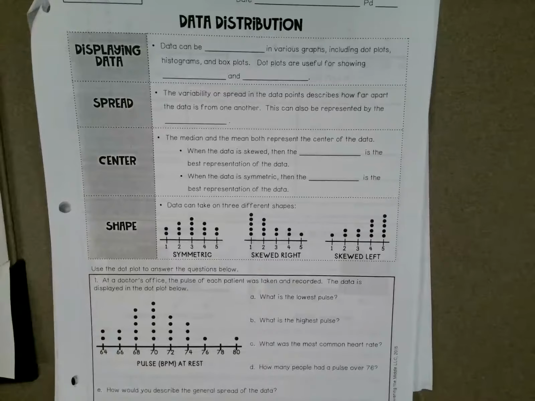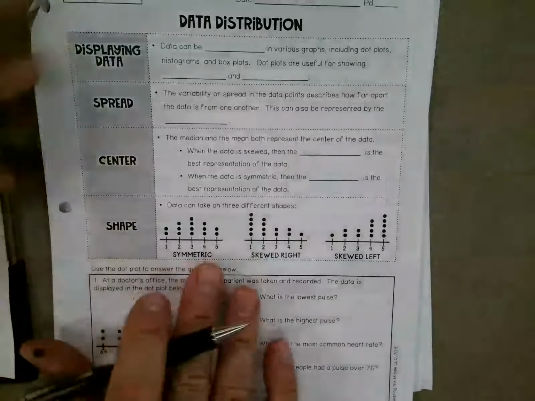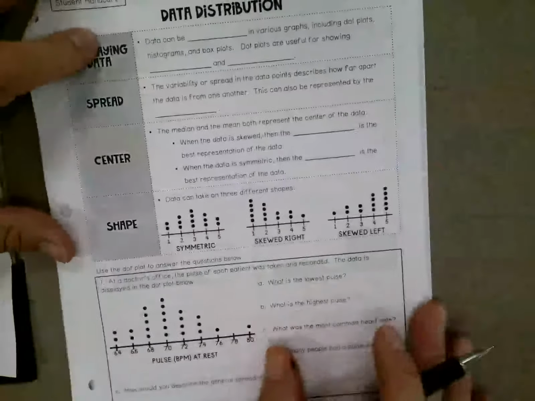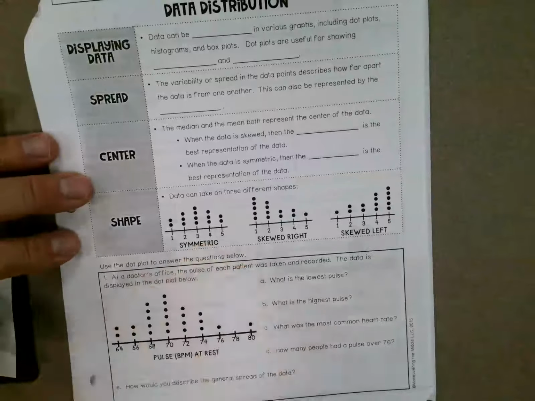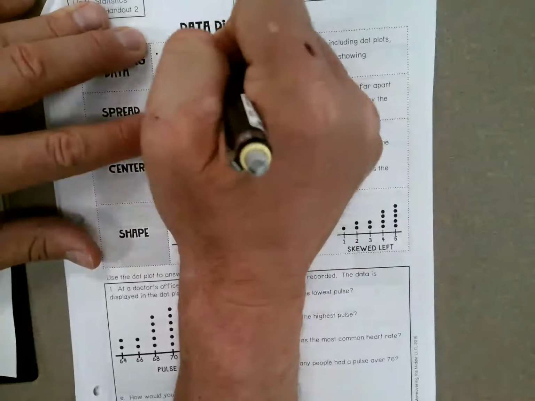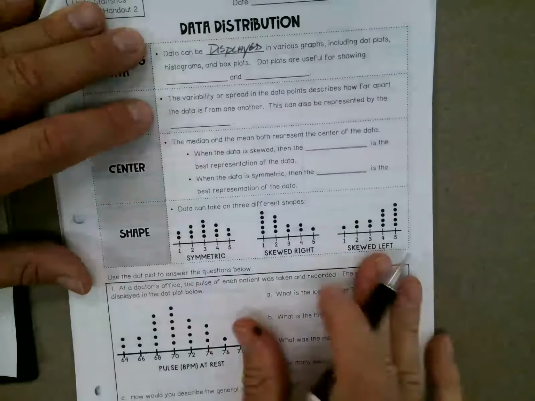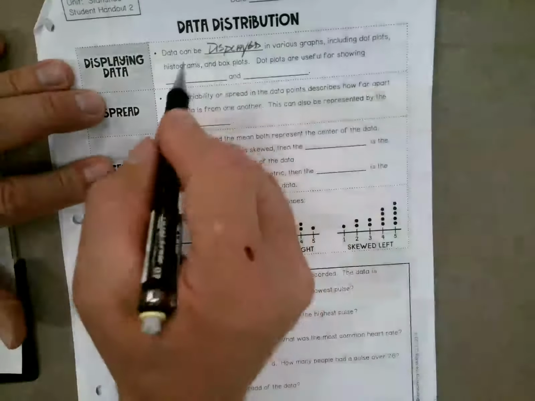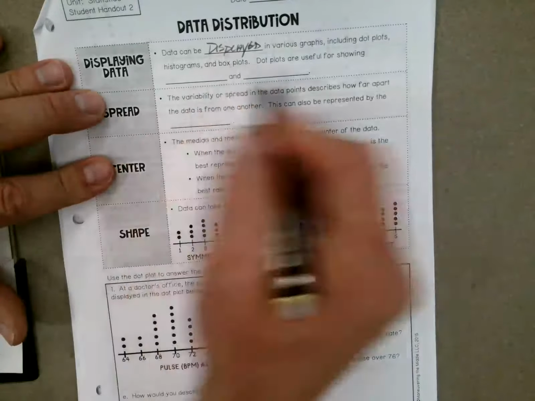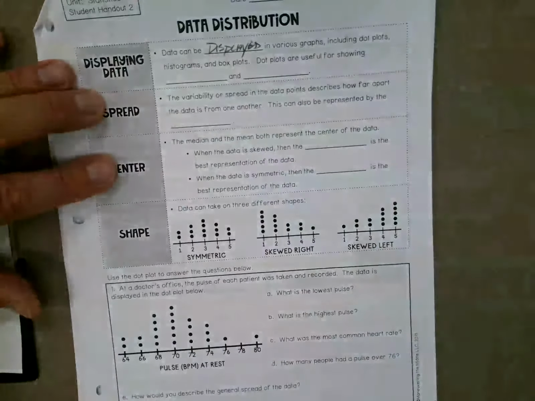We're going to hit Unit 10, Lesson 2, Data Distribution. If you're watching this, it's Thursday. So let's get into this and see what we have cooking here. Data can be displayed in various graphs, including dot plots, histograms, and box plots. We're going to talk about all these things coming up.